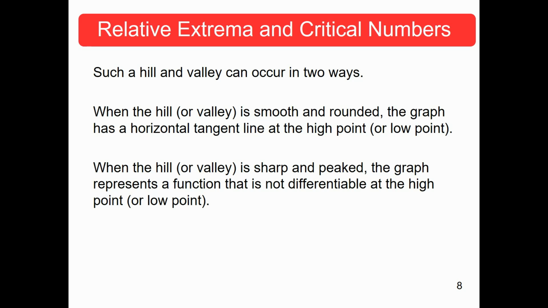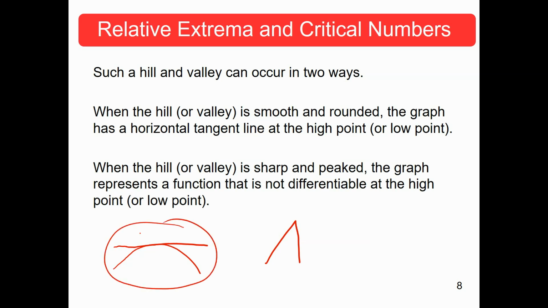Now, if it's smooth and rounded, then we know that the graph has a horizontal tangent line at the high point, right? If it looks like this, we know it has a horizontal tangent line. We're going to pretend those touch. A horizontal tangent line at the peak, right? Now, if the hill or valley is sharp like that, then we know that it's not differentiable because of one of the definitions of differentiability. So at a relative extrema, one of two things is going to happen. Either we're going to have a horizontal tangent or non-differentiable, okay?